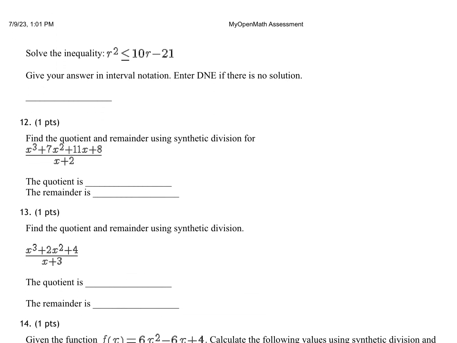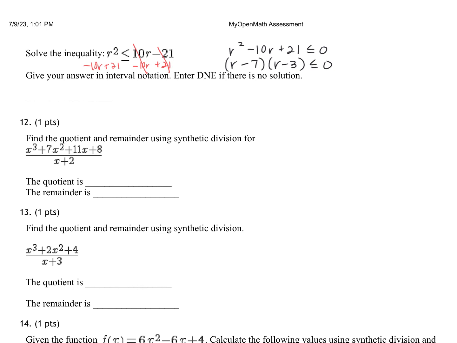All right, the next one, solve the inequality. Give your answer in interval notation. Okay, so this is a quadratic inequality. So we want to move everything to the same side as the r squared. So I'm going to subtract 10r and add 21 to both sides. So that's going to give me r squared minus 10r plus 21 is less than or equal to 0. And now what I want to do is factor this. So this is going to be (r minus 7)(r minus 3) less than or equal to 0.